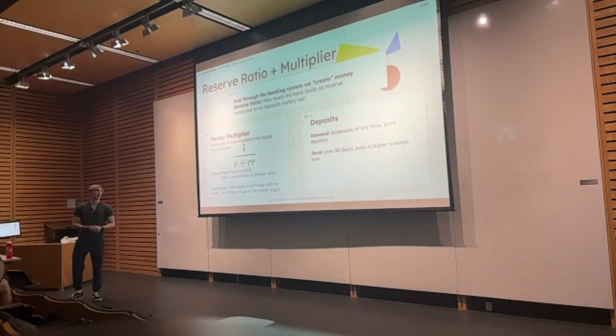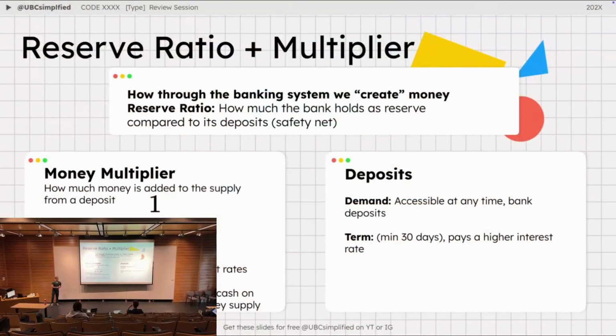And then just lastly, two different types of deposits. There's demand deposits, which are accessible at any time, and then term deposits, which have a minimum 30-day withdrawal.